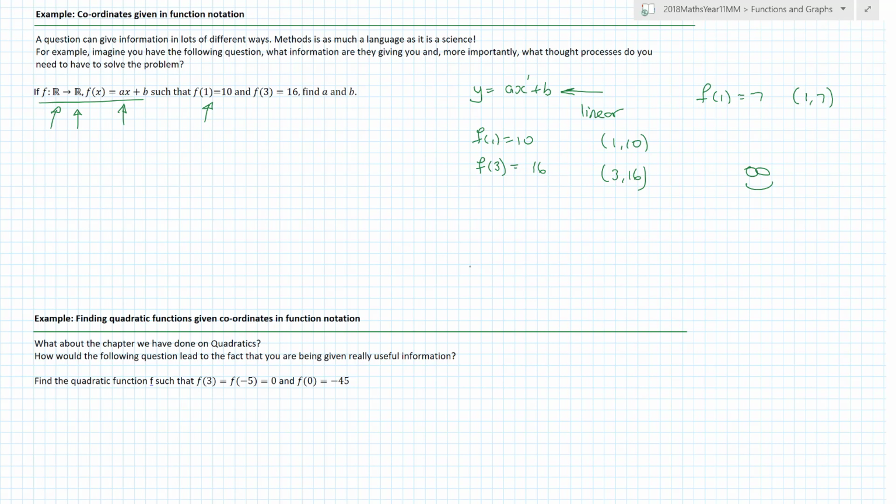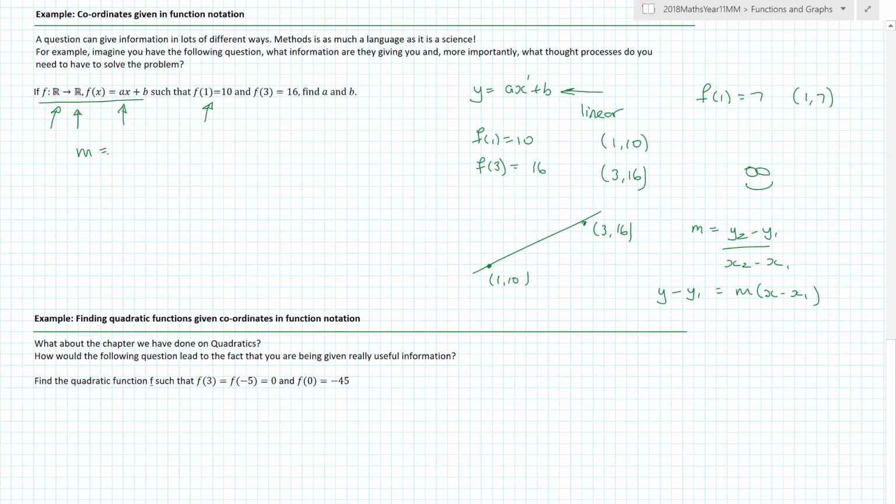If you remember, if we have two coordinates, that's (1, 10) and (3, 16), close the bracket. We can use the fact that the gradient is y2 minus y1 over x2 minus x1. And given the gradient, we can use y minus y1 equals m(x minus x1). So let's actually do that. I'm going to find my gradient using the information I've been given.